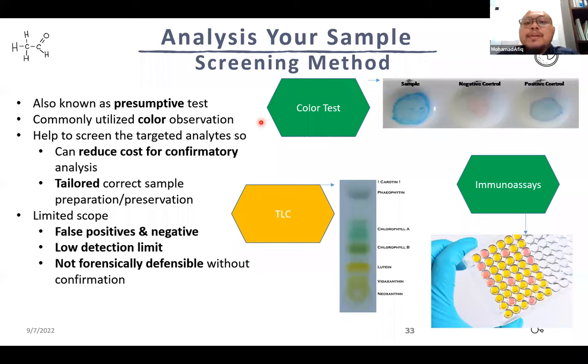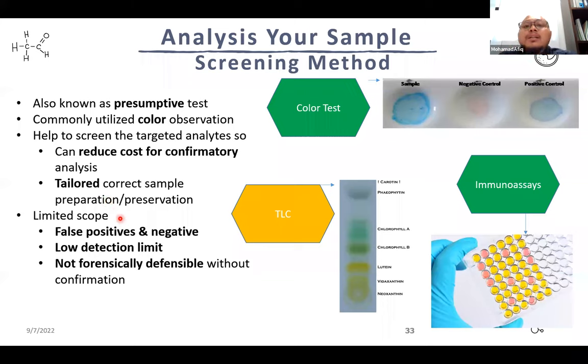So the screening method is actually cheap. Per analysis is less than 10 ringgits. Oh, sorry, less than $5. But if you go for confirmatory analysis, it may reach $50 to $100 per analysis. So it reduces the cost. And it also tailors the correct sample preparation, so you won't waste a lot of chemicals to do the right sample preparation. So it's narrowed down to a group of pesticides or poisons.